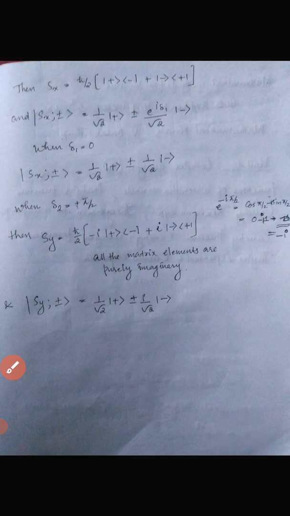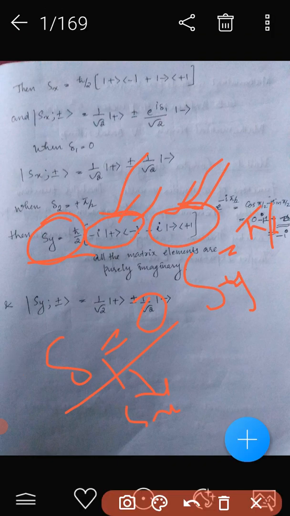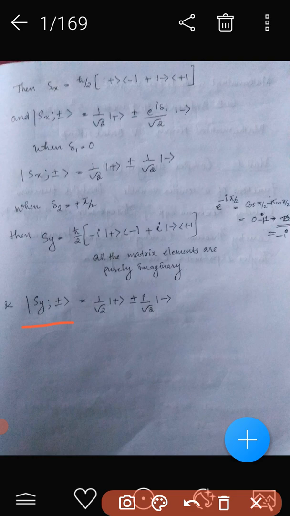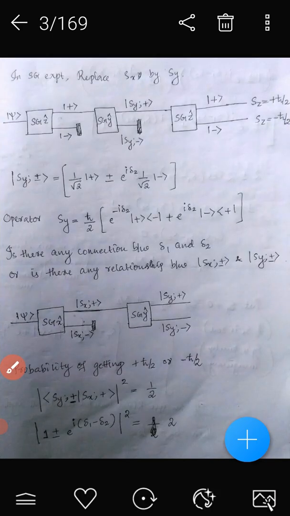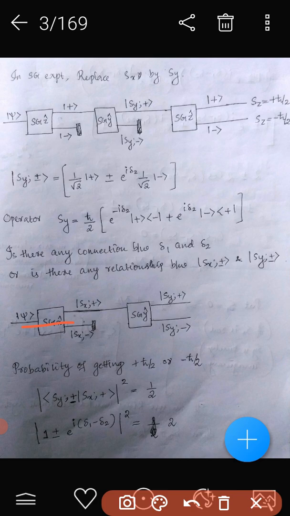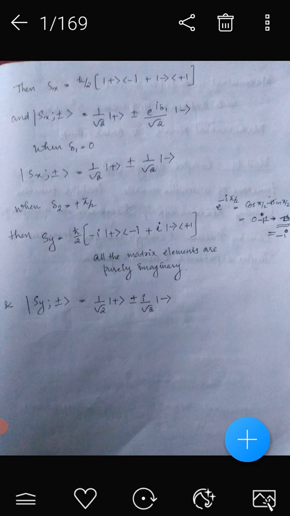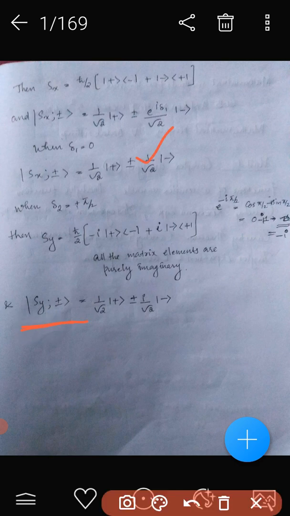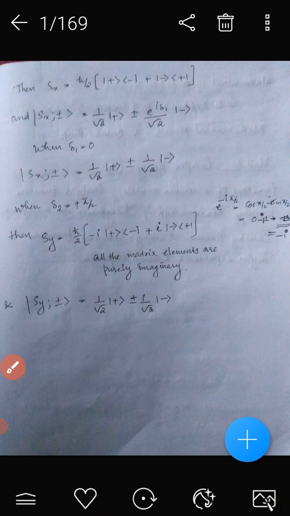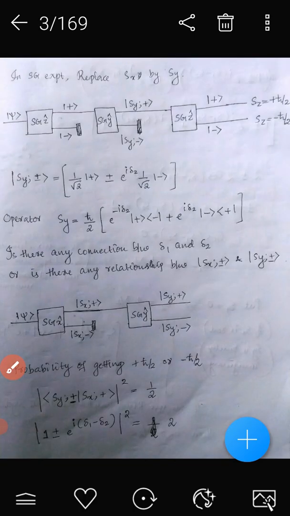And we can construct Sy plus or minus ket, and here delta 2 is equal to 0, then the result will be Sy plus or minus equal to 1 by root 2 ket plus, plus or minus 1 by root 2 ket minus. So this is an illustration of the spin half system.